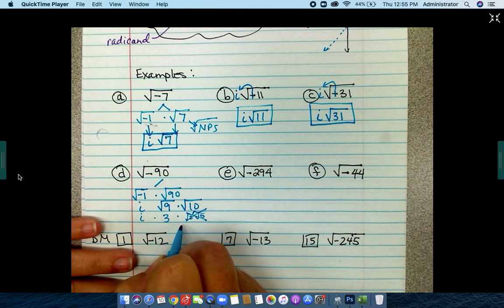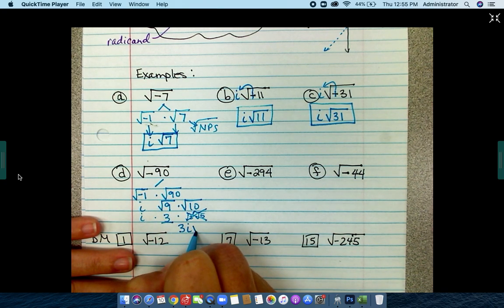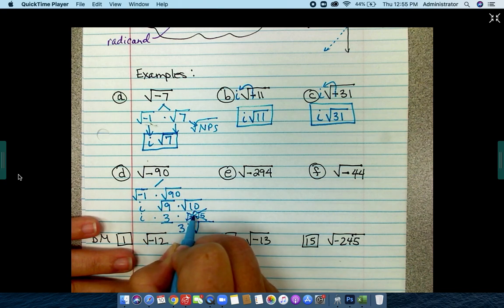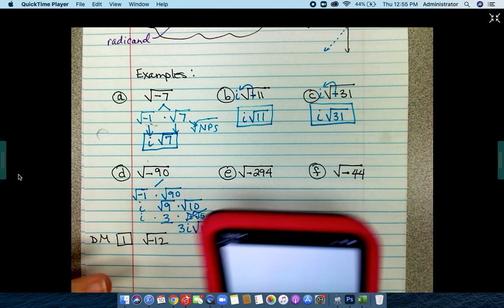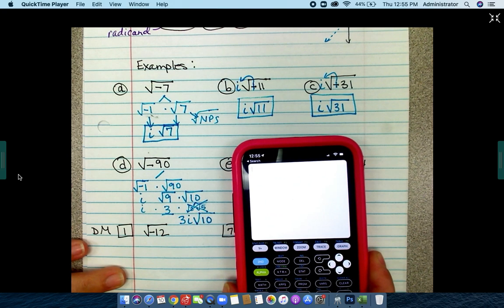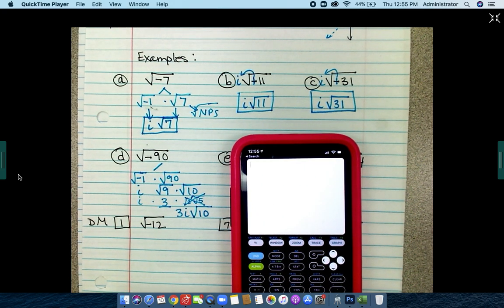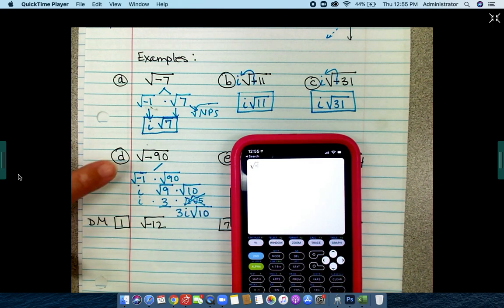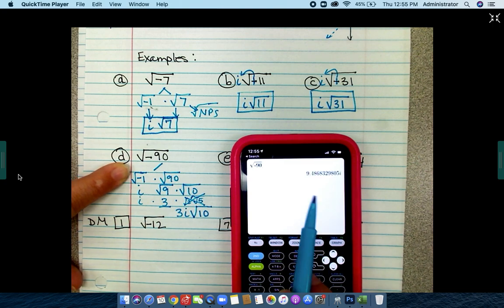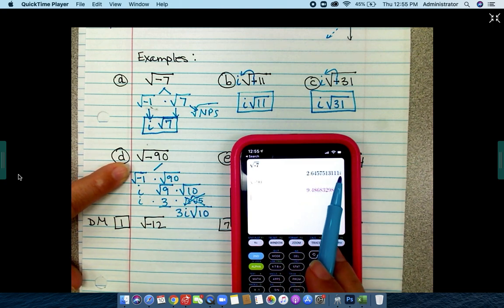And when we write our answer, put the coefficient first, then the i, then the square root of whatever remains, which in this case would be 10. So real quick, same as I taught you before, we're going to type these in our calculator to verify our answer. Now, if you are using your TI-84, or your TI-84 app, or the Calculate-84 app, and you type in the square root of negative 90, you're going to see a decimal approximation here with an i.